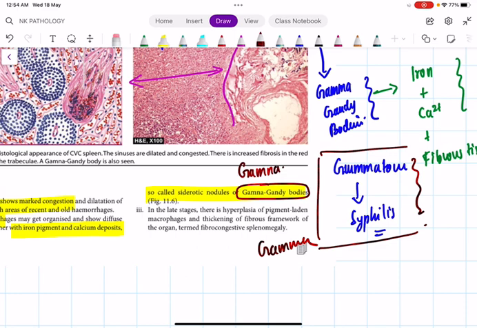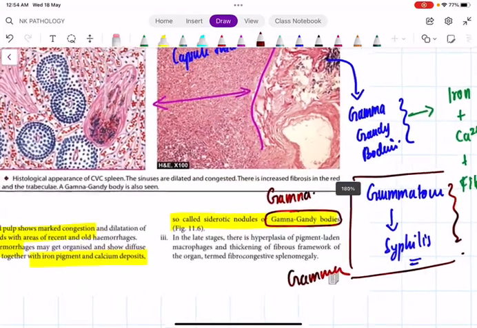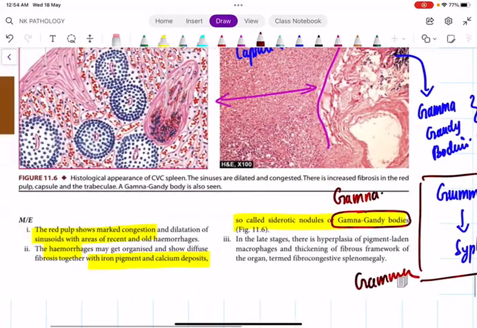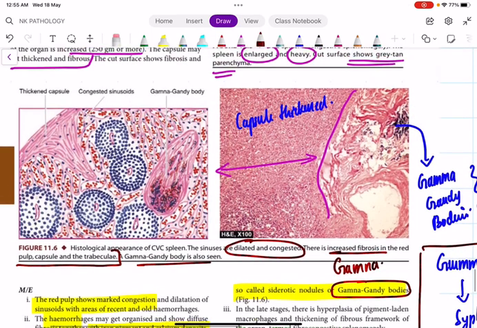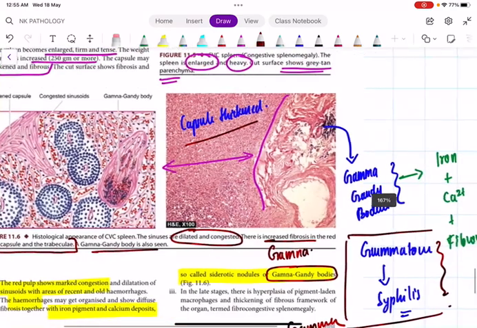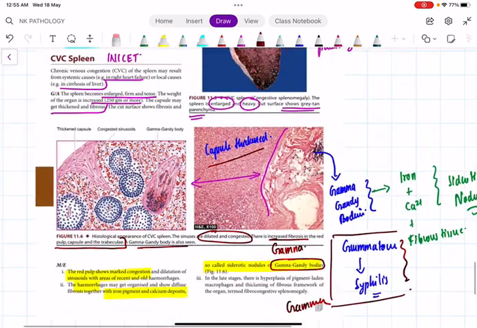They are siderotic nodules made up of iron pigment, calcium deposit along with fibrous tissue. So you can see the sinuses. The splenic sinuses will be dilated and congested, with increased fibrosis in the red pulp, capsule and the trabeculae, and Gamna-Gandy bodies are seen. You can see the thickened capsule here, and Gamna-Gandy bodies, which are the siderotic nodules. That is why it appears black in hematoxylin and eosin staining.